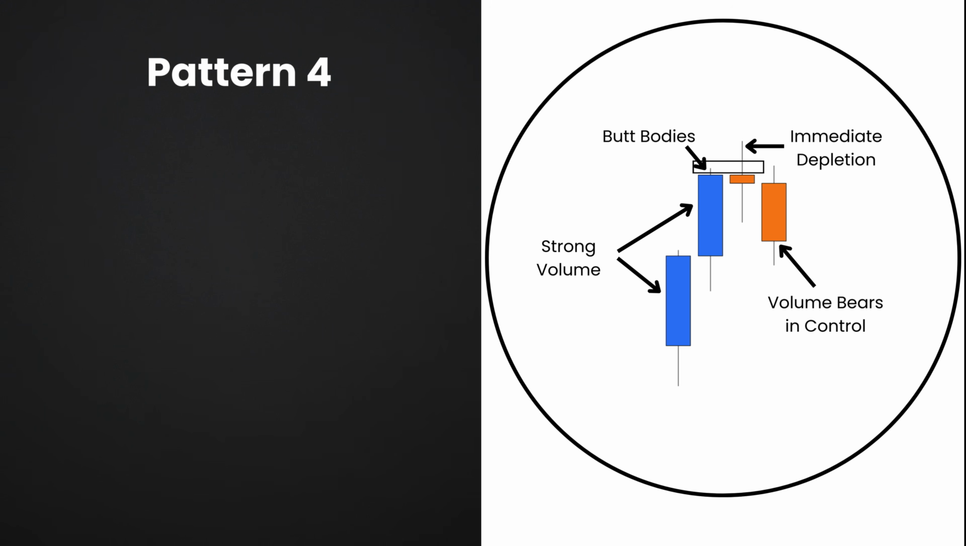You start getting these tight bodies, what I call butt bodies, right at the highs. Price is trying to go higher, but it can't. There's no progress. That tells you buying pressure is being absorbed. And then straight after that, you get immediate depletion and a strong bearish candle. This is not a pullback. That is distribution. Buyers are finished and sellers have just taken control.